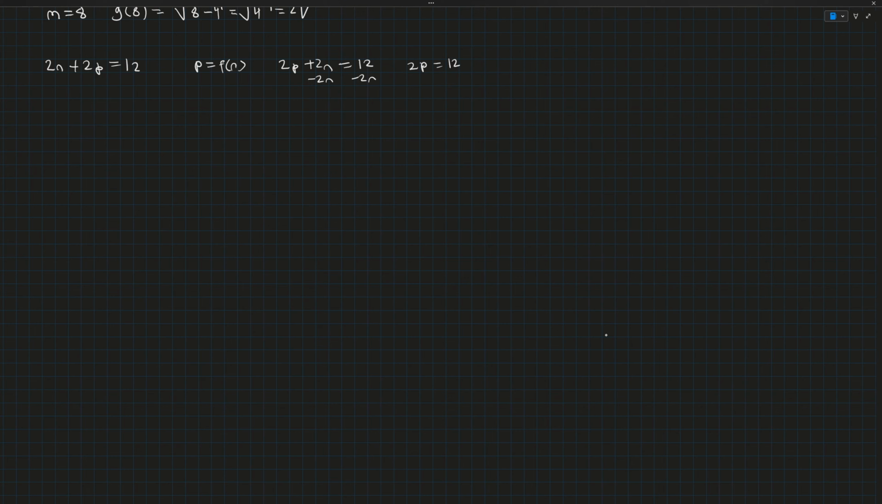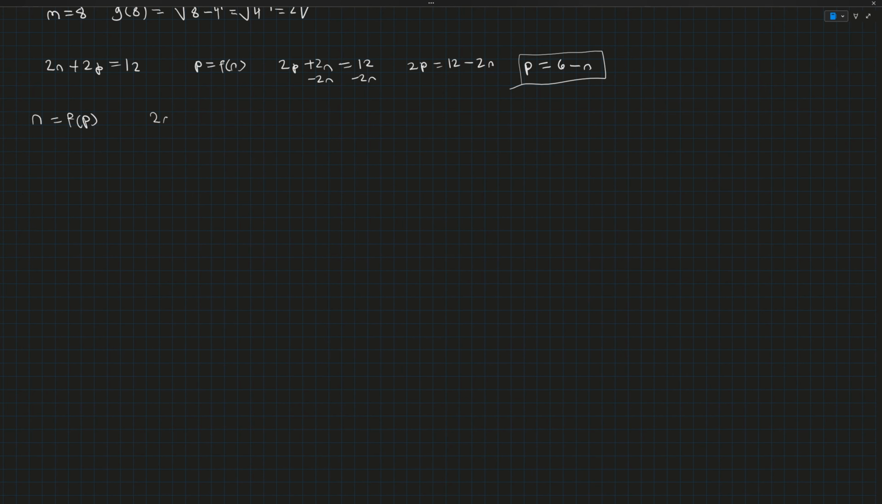2p is equal to 12 minus 2n. And of course, all of these are divisible by 2, which implies that p is equal to 6 minus n. And this is the relationship, because we have p as a function of n. Ideally, we could also write n as f of p, because again, we want to find the relationship of n with respect to p. So we could do the exact same process.